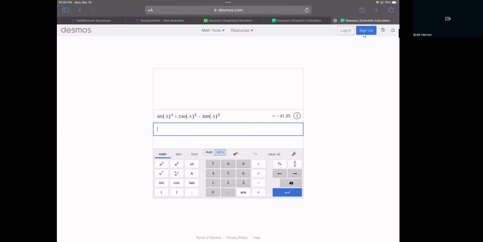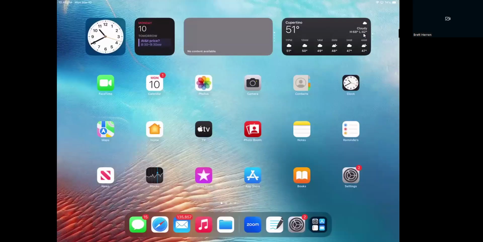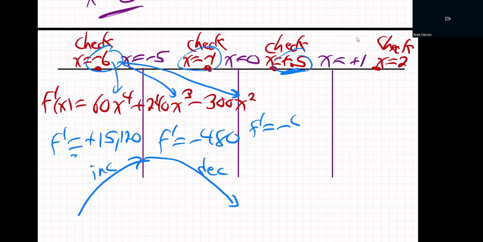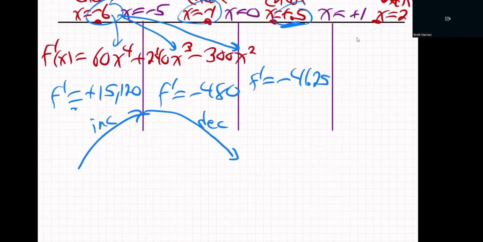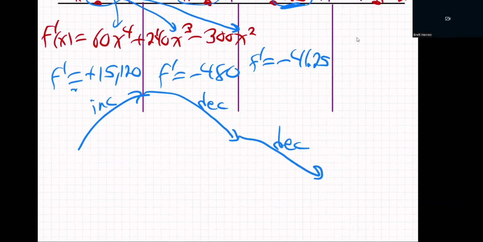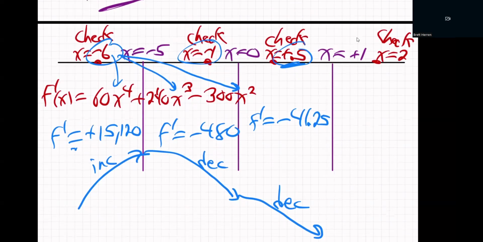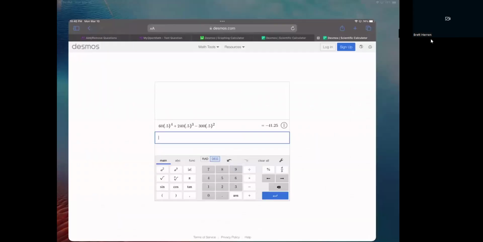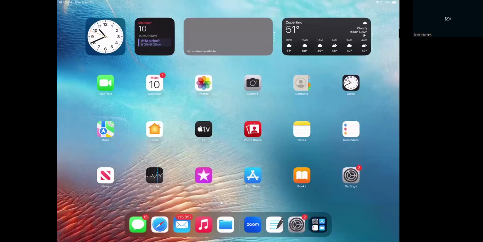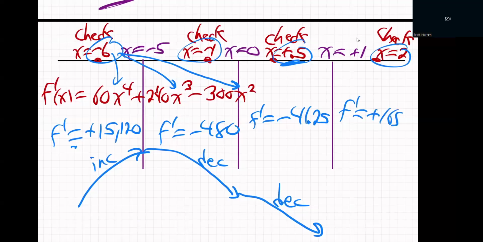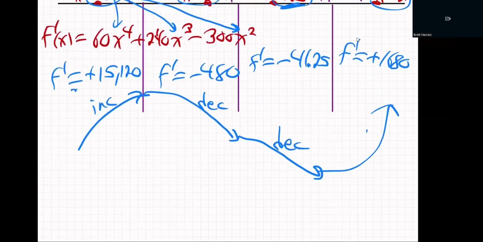I get negative 41.25. So that's decreasing again. That must be further decreasing, right? And finally, plug into 2. I'm getting positive 1680. So it's increasing. It's coming back up.